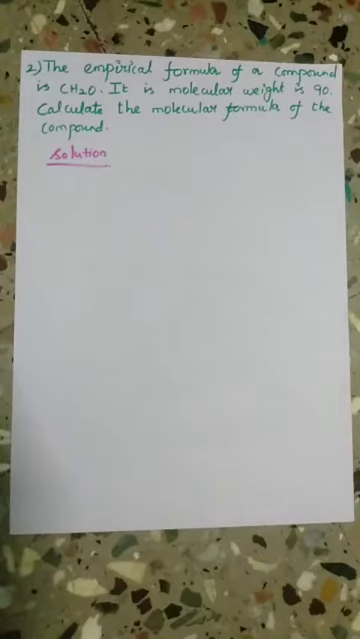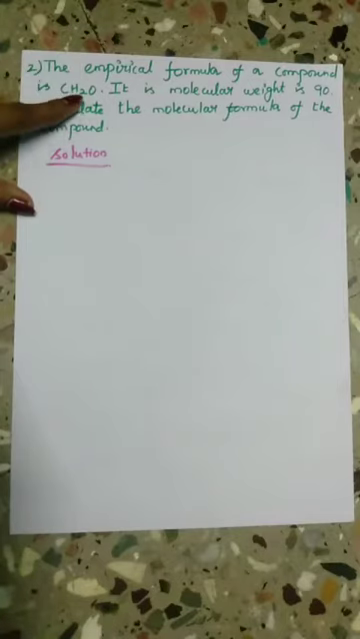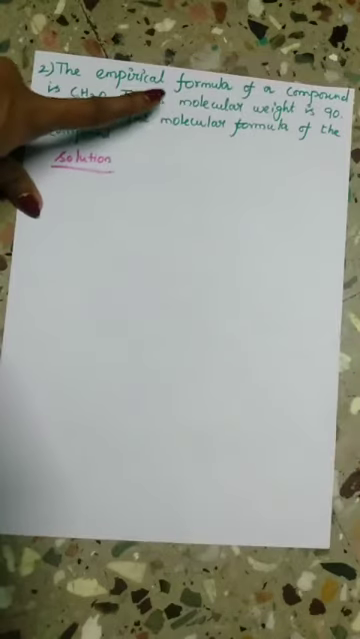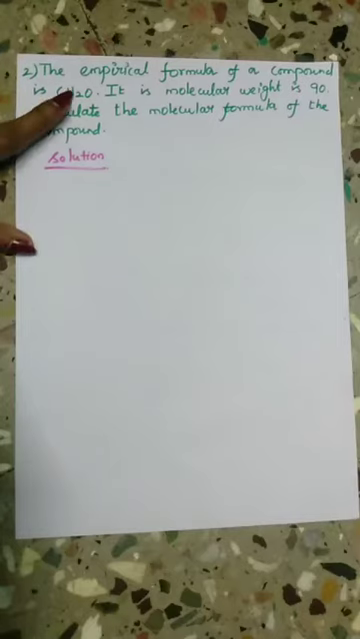So here is our second question. The empirical formula of a compound is CH2O and its molecular weight is 90. Calculate the molecular formula of the compound. Okay, this is the question. So what they have given here is the empirical formula of the compound, that is CH2O, formaldehyde, and the molecular weight is given. What they are asking here is the molecular formula of this compound.